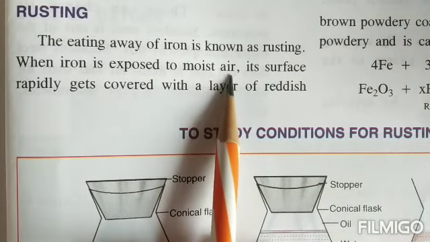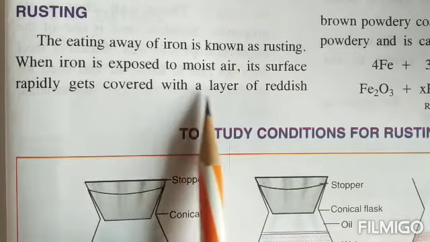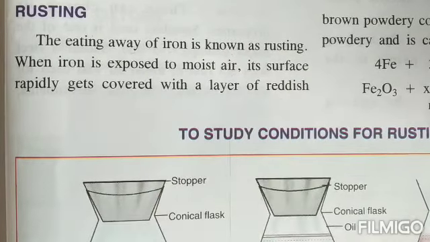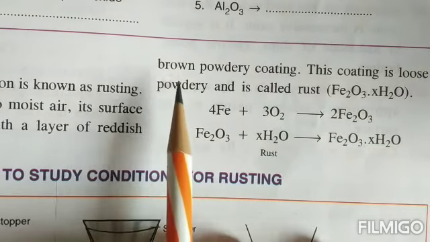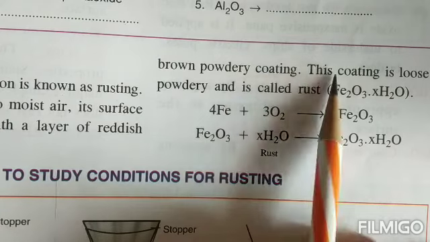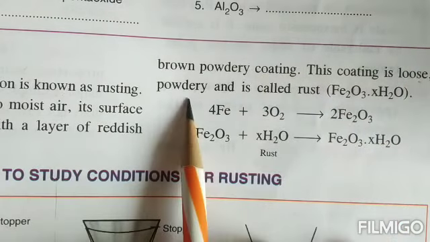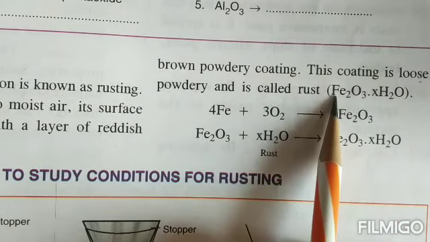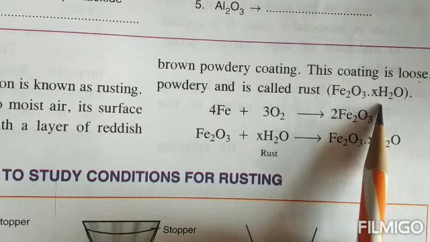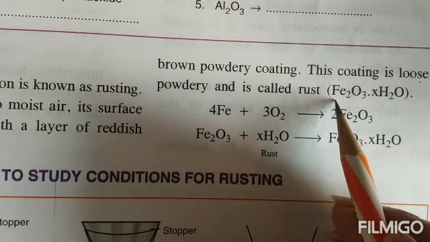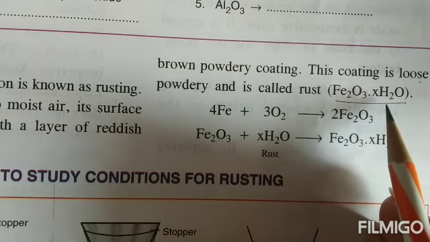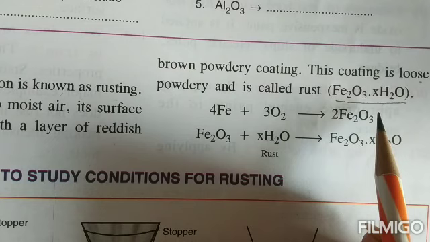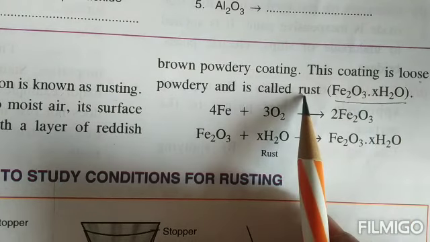When iron is exposed to moist air, because moisture is already there, its surface rapidly changes into a layer of reddish brown powdery coating. This reddish brown colored coating is loose powdered form, and it is known as rust. You should underline this formula, children. This is iron oxide, and because it has water also over here, it is known as hydrated iron oxide, or in short we call it rust.